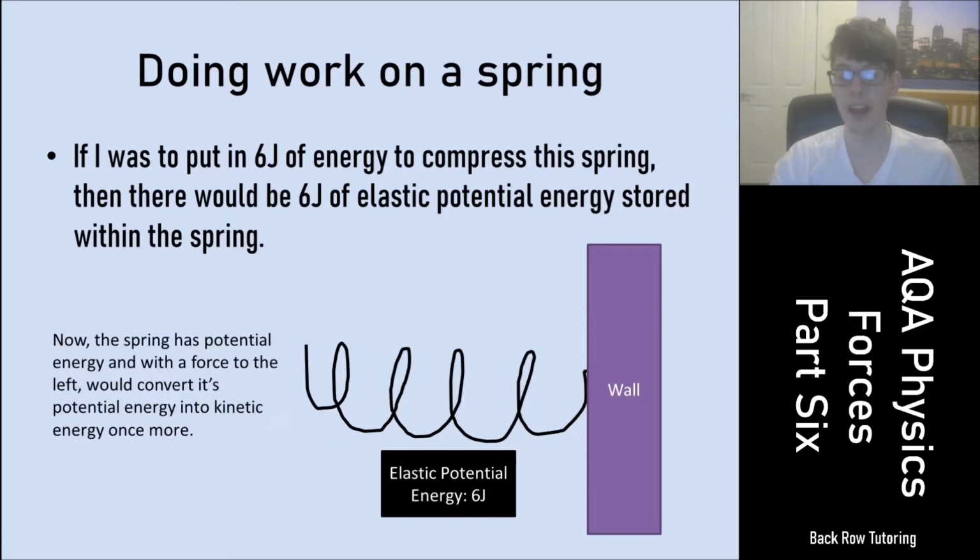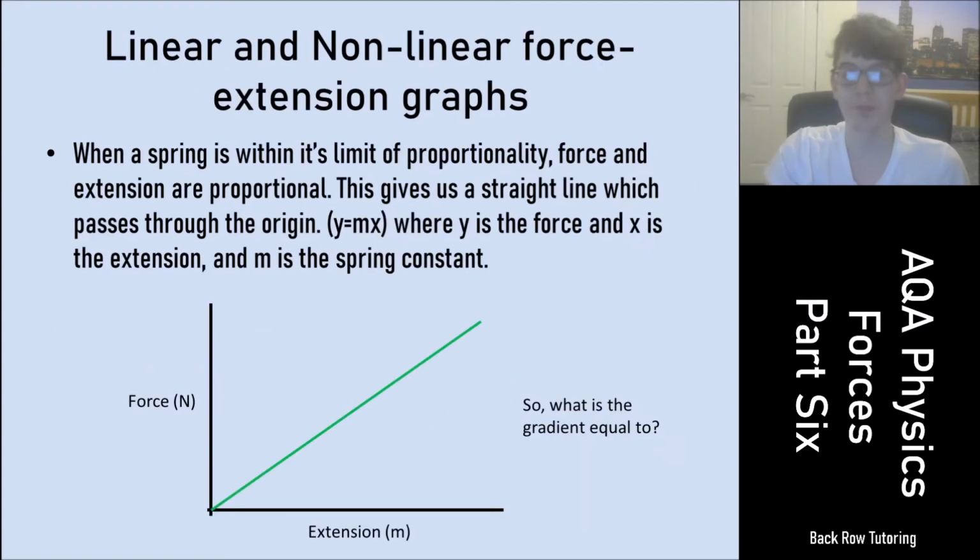So once I've put that 6 joules of energy into compressing the spring against the wall, it now has 6 joules of energy in its elastic potential store. When a spring is within its limit of proportionality, force and extension are proportional. This gives us a straight line which passes through the origin. And the equation for a straight line which passes through the origin is simple. It's y is equal to mx, where m is the gradient. Where y is the force, x is the extension, and m is the spring constant.